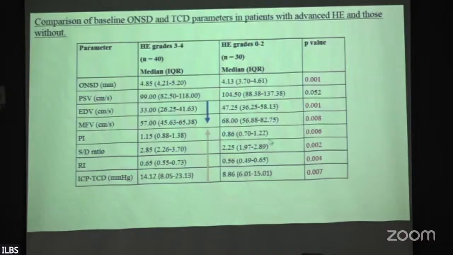That's what I was telling, sir, that even the patients who had grade 0 to 2 encephalopathy, one quarter had ONSD more than 4.6 and TCD PI more than 1.2, an elevation suggestive of raised ICP. That means around 25% of patients with grade 2 HE will also have raised intracranial pressure.